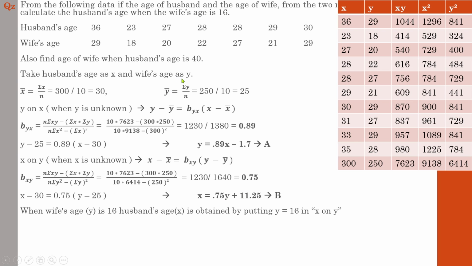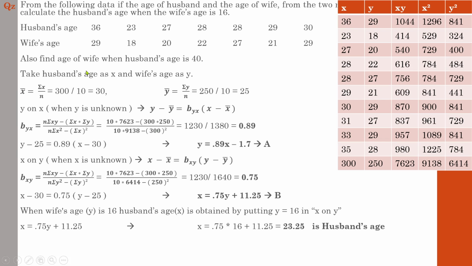Wife's age is assumed as y. y is 16, so we substitute the value of 16 in this equation. So x equal to 0.75y plus 11.25, which can be written as x equal to 0.75 into y. Here y means the wife's age because we are going to find the value of x. So 0.75 into 16 plus 11.25, you will get 23.25. So the age of husband when the wife's age is 16 is 23.25. So you got the first part of the secondary question.